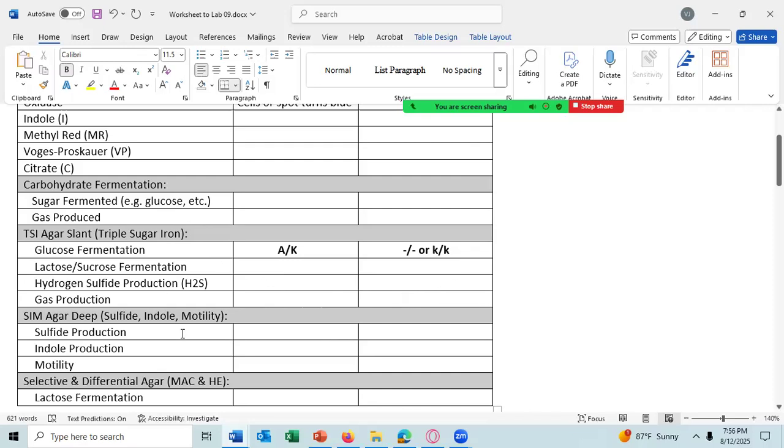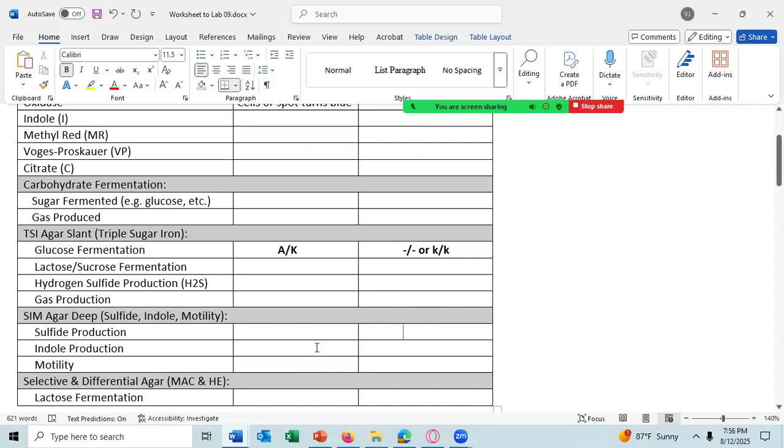For the SIM tube, we're looking at 3 tests: the production of sulfide, the production of indole, and the motility. For the sulfide production, give me the results here. For positive, give me the results for negative. And for the indole production, give me the positive indole being produced, and then give me the negative indole being produced.